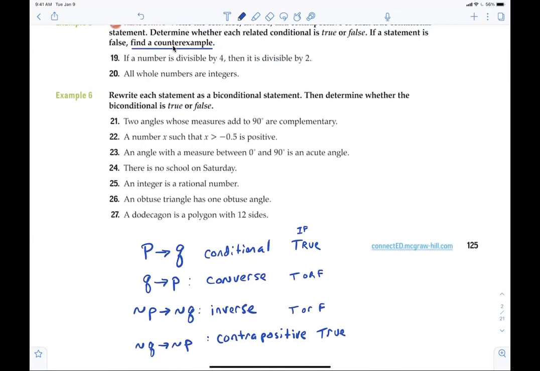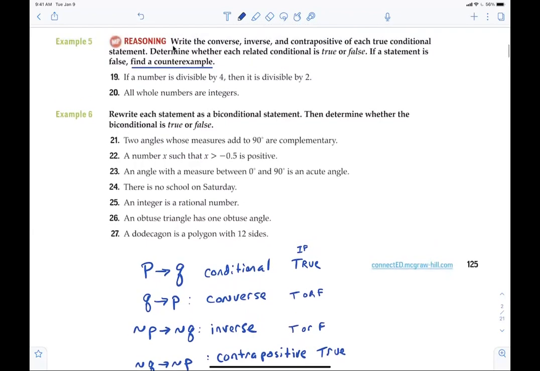Would the contrapositive be true? The contrapositive is always true if the conditional is true. And we established that the conditional was what? We established the conditional is true. So the contrapositive is always true. Those are little details that they're going to ask you on the test. So number 20, all whole numbers are integers. I don't think it's written properly. If a number is a whole number, then it is an integer. True.